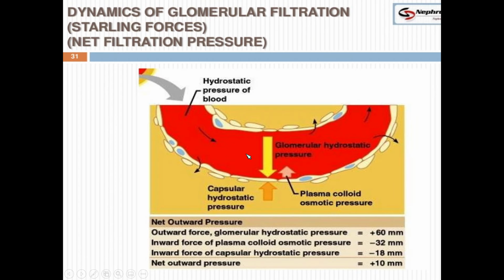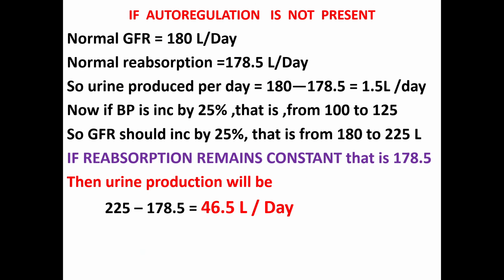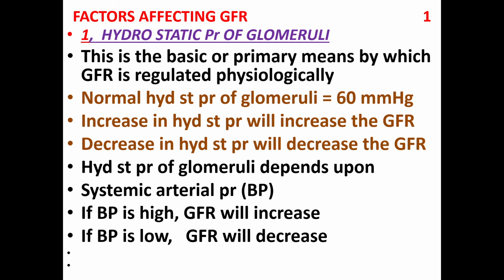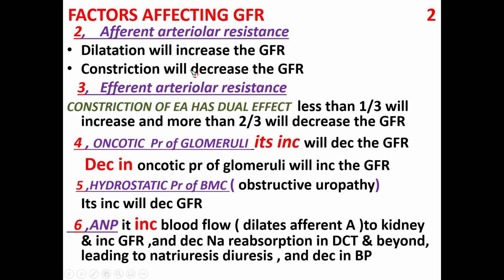Back to that diagram. We have seen this already. Afferent arteriolar constriction. Then efferent arteriolar constriction. I have told you that the constriction of the efferent arteriole has a dual effect. Less than one-third will increase and more than two-thirds will decrease the GFR. I have told you the reason behind it.